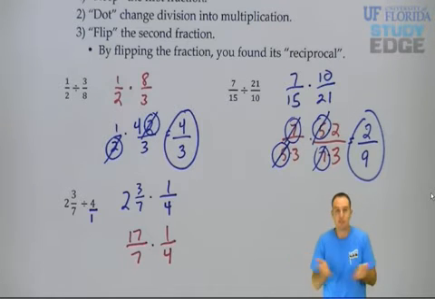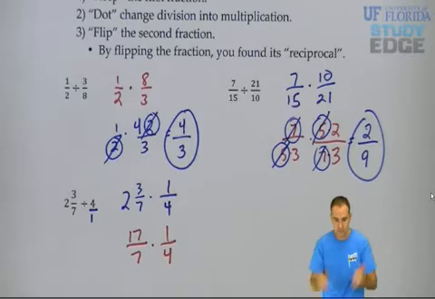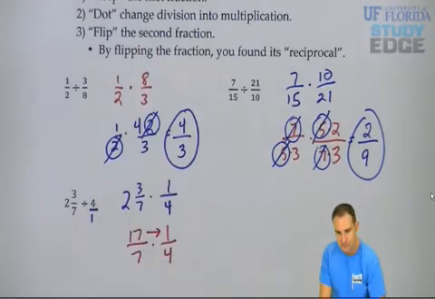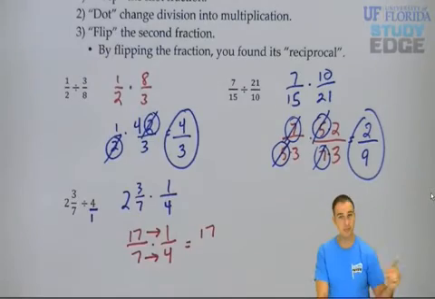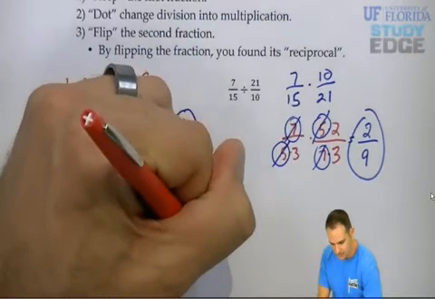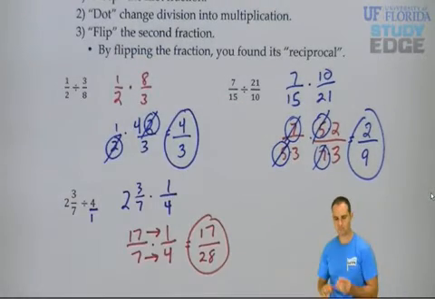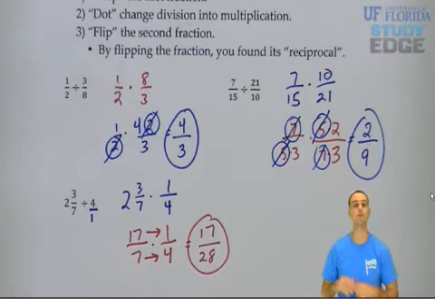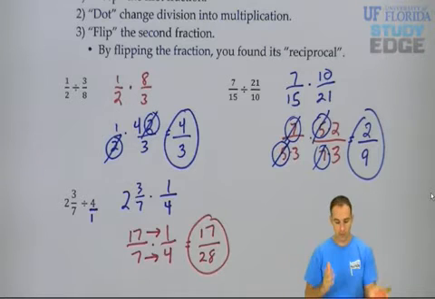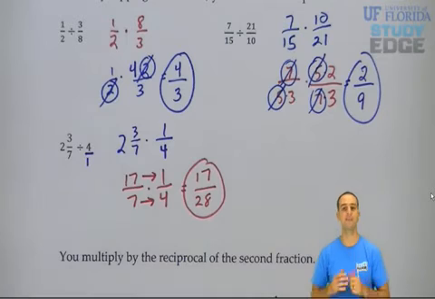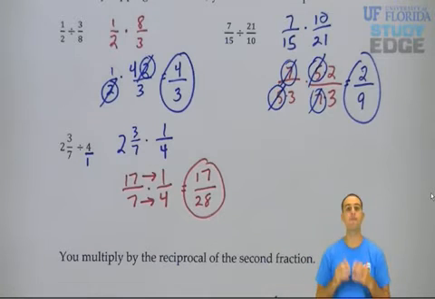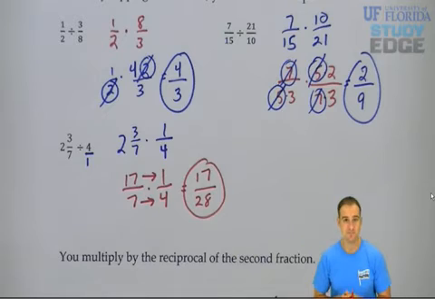2, which there's nothing to simplify. There are no common factors here, which means I'd multiply the numerators together. 17 times 1 is 17. Multiply the denominators together. 7 times 4 is 28. So again, we're doing keep, dot, flip, and really what I'm saying is you're going to multiply by the reciprocal of the second fraction. That is what division of fractions is.